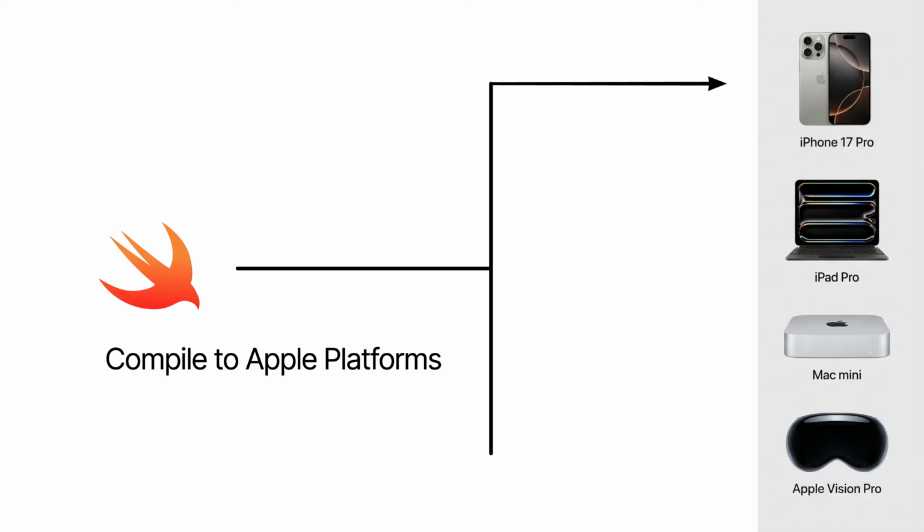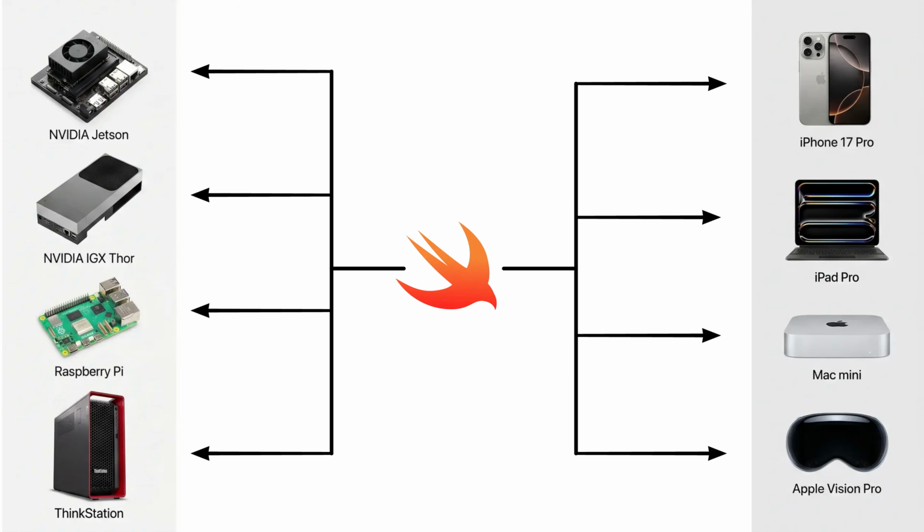A lot of developers still think of Swift as an Apple-only language, but Swift has become an incredible systems and application language for far more than that. On WendyOS, you can use Swift to build software for devices like NVIDIA Jetsons and Raspberry Pi while keeping the language ergonomics that made Swift so popular in the first place.